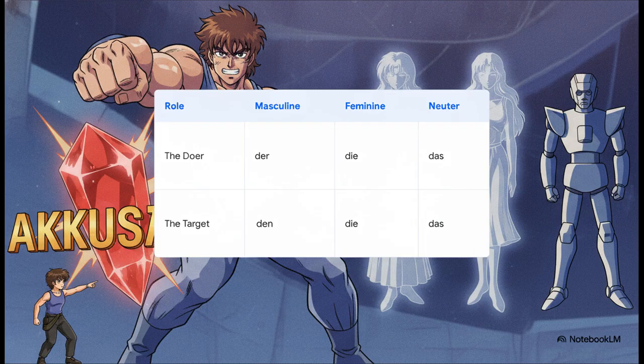On the top row, for the doer, the articles are exactly what you expect. Der, die, and das. But now, look at that second row, the target. Look closely at what happens. Feminine die stays die. Neuter das stays das. The only one that changes is the masculine article. Der becomes den. And that's it. That is the whole secret.